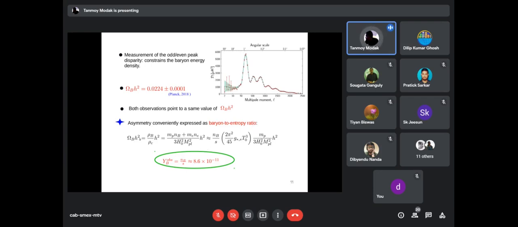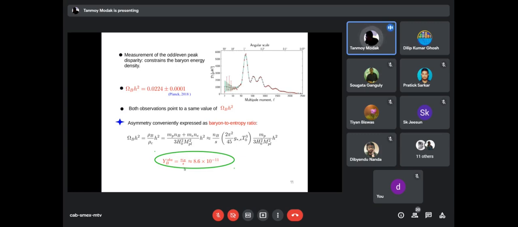This is how you express it. You expand this omega b in terms of rho b divided by rho c and h squared. And rho b is basically the mass of the proton times the number density of baryons, plus the mass of the electron times the number density of electrons, divided by the critical density. Then you normalize that quantity by dividing by the entropy density. The entropy density depends on the temperature, and from that you get this number.